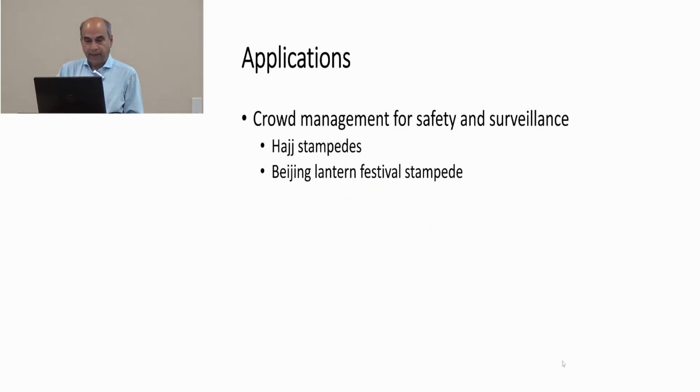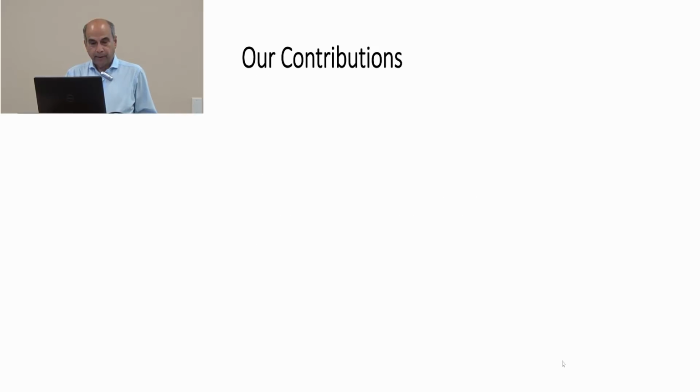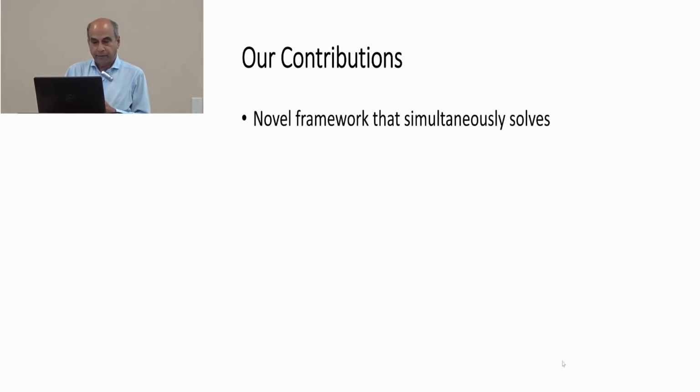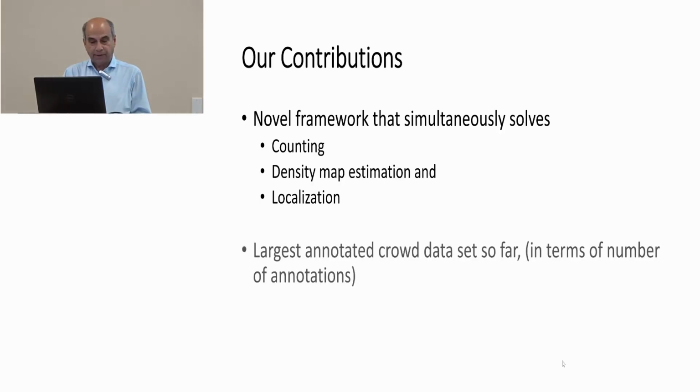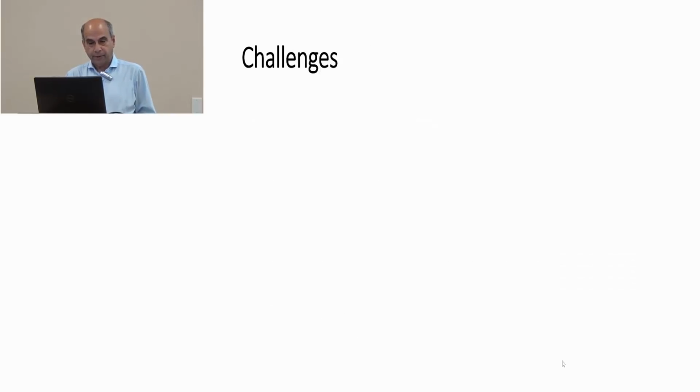This has lots of applications in safety and surveillance, the political significance of a rally, volume of commuters, and counting. Our contribution is that we want to solve these three problems simultaneously: counting, density estimation, and localization. We have also proposed the largest annotated crowd data set, about 1 million people in these different images: 1,500 images and 1.2 million annotations.